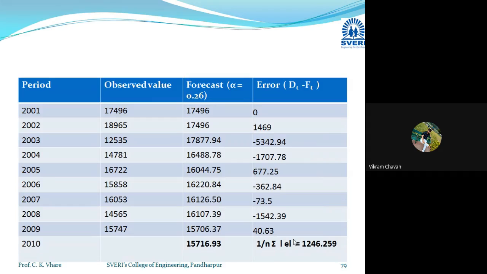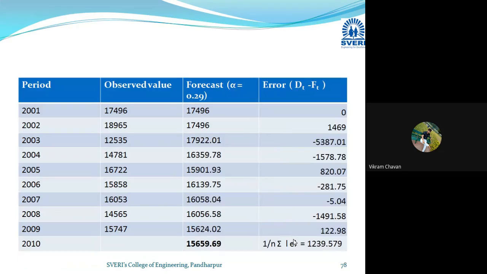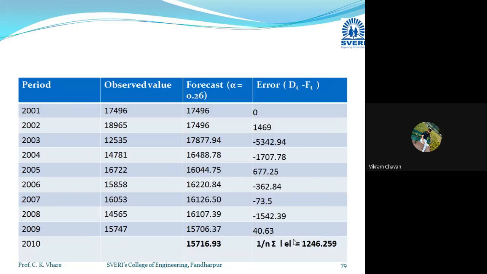Once again, you can make the column or you can extend your calculation. No problem. You can just extend 2 more columns: forecast for alpha equal to 0.26, and error for this particular forecast. You can extend in the same columns, or you can prepare another table for the other forecasting.